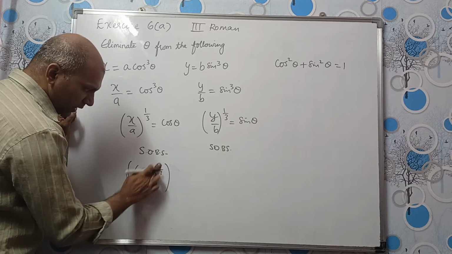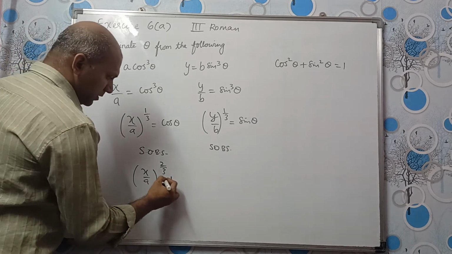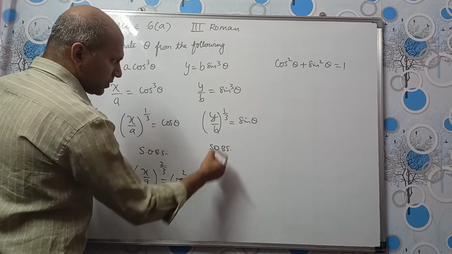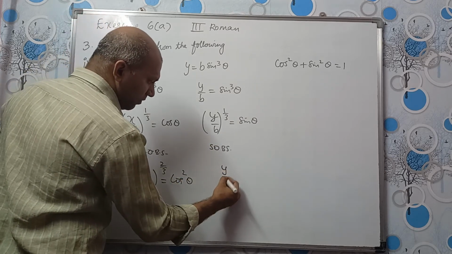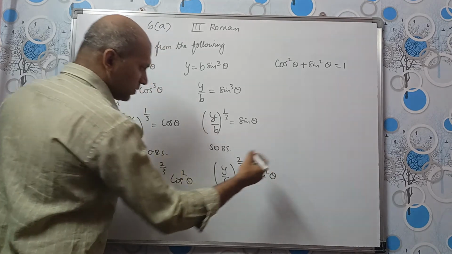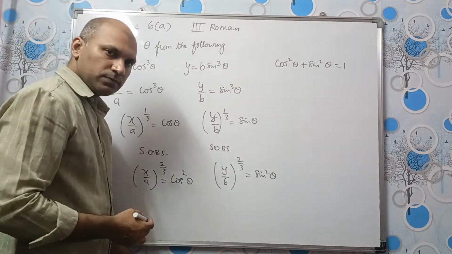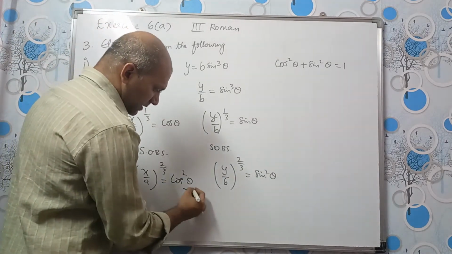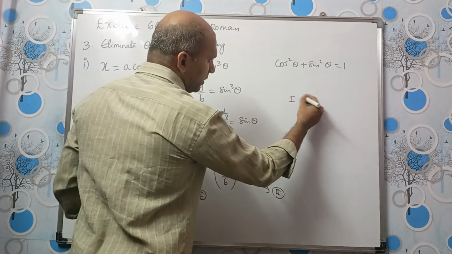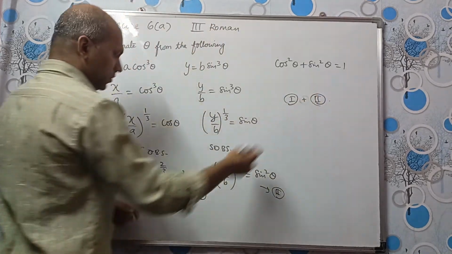Okay, so this square will be multiplied: (y/b)^(2/3) = sin^2 theta, and (x/a)^(2/3) = cos^2 theta. Now if you add these two, let us say this is 1 and this is 2, if you add 1 and 2, what do we get?